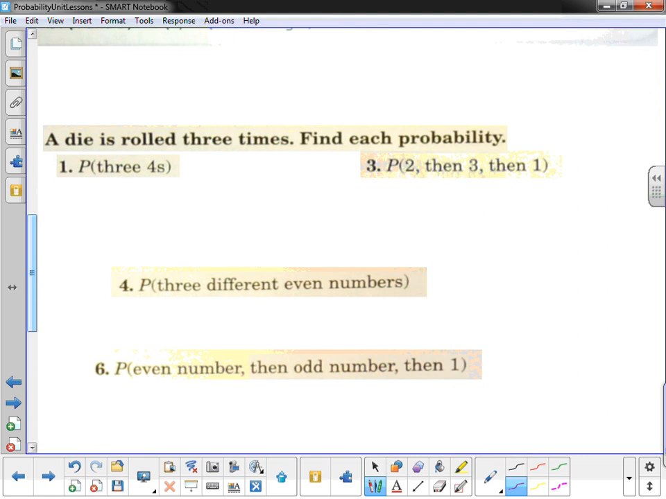Okay, so a die is rolled 3 times. Is that independent or dependent events? Well, if I roll the first one, then the second time, all I got to do is keep track of what pops up. So these are independent events. That means all I have to do is find the probability of whatever they want me to do. What's the probability of 3 4s? Well, one 4 is 1 out of 6, and another 4 is 1 out of 6, and the third is 1 out of 6, so I get 1 out of 216 ways of doing that. Okay? What's the probability of a 2, and then a 3, and then a 1?